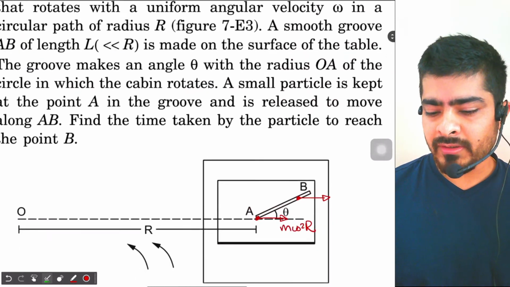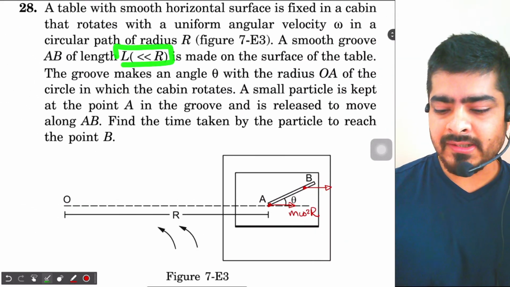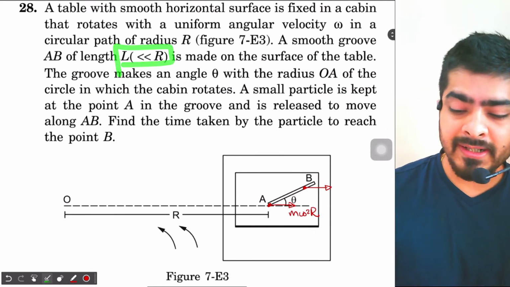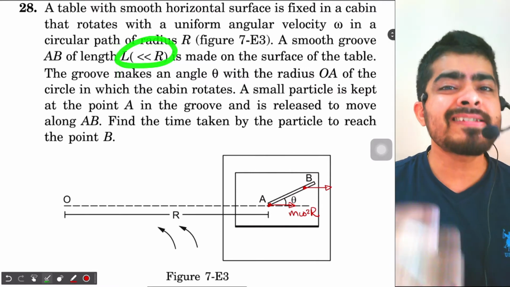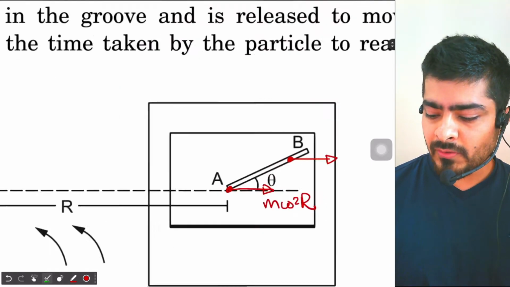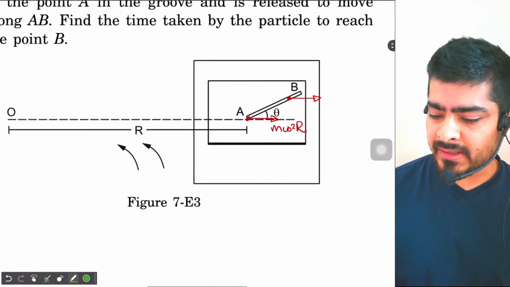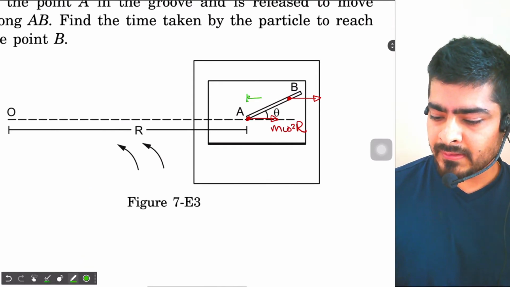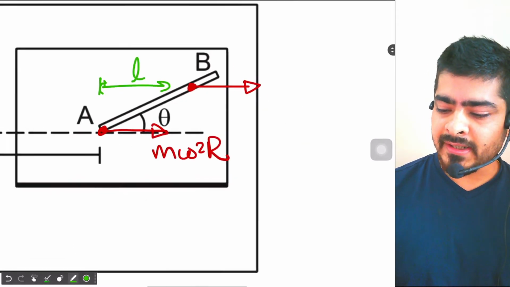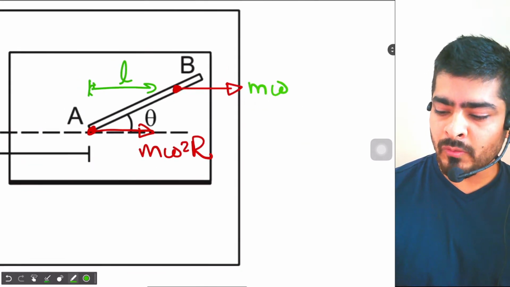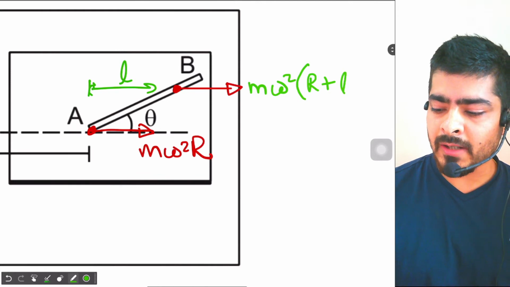But in the question, what they are saying is that the length is much smaller than r. The length is insignificant in front of r. So, for example, let's say that this distance over here is L. This distance over here is small l. Then the centrifugal force over here will be m omega square (r plus small l).